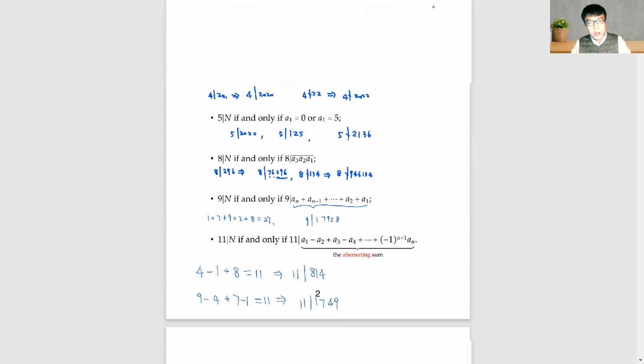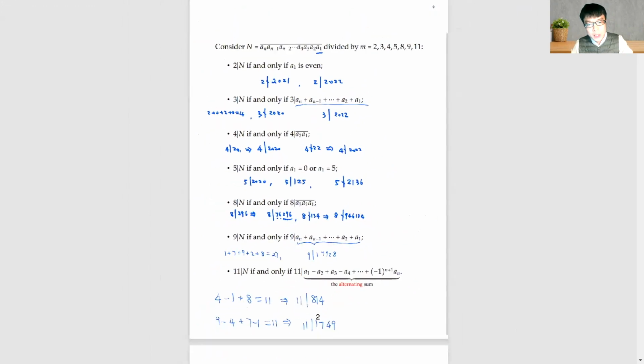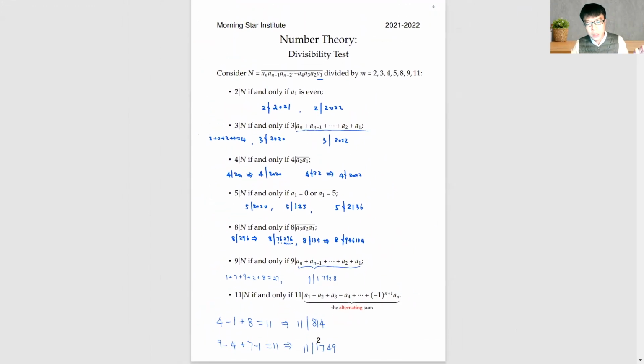Those are divisibility tests frequently used in AMC 8, and also in AMC 10, 12, and AIME. So you are required to know all of this. Now, based on that, let me give you some examples of AMC 8-like questions.